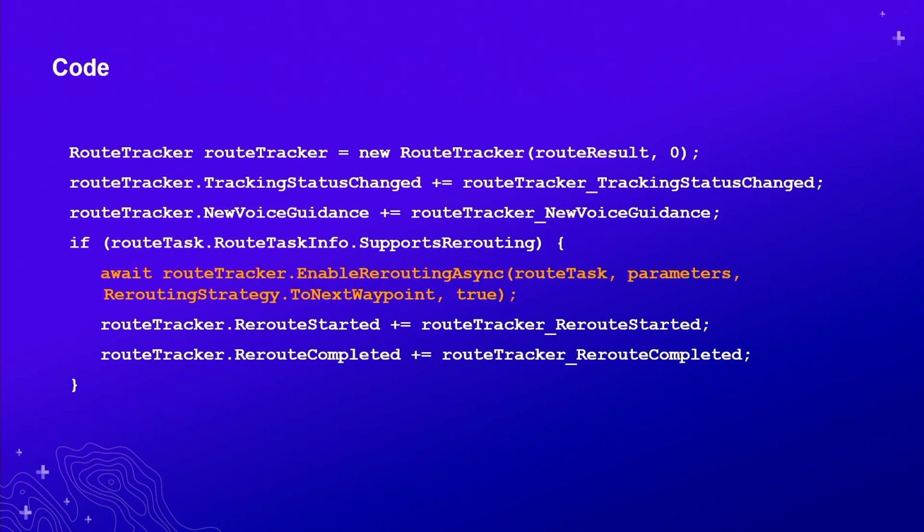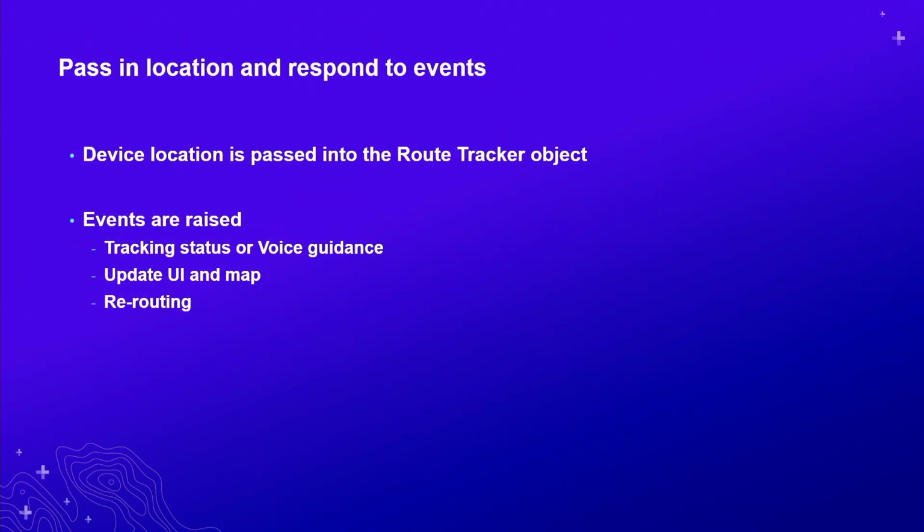Next, I enable the rerouting. So I'm passing in the route task and the parameters and our rerouting strategy, and we'll talk about that in a little while also. And now I'm actually wiring up the event. So in this case, I'm wiring up the reroute started and reroute completed. Okay, and finally, we want to pass in the current location and respond to the events. You might want to be updating the UI based upon which events are raised and what they bring back.